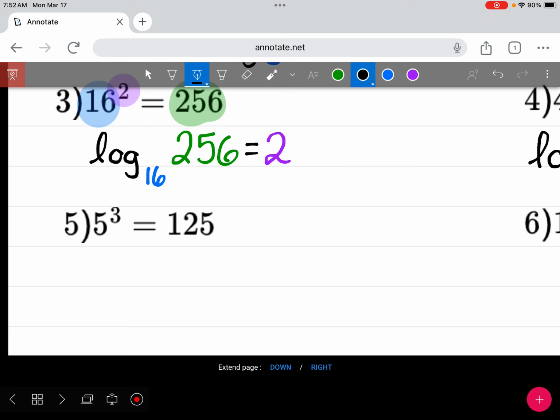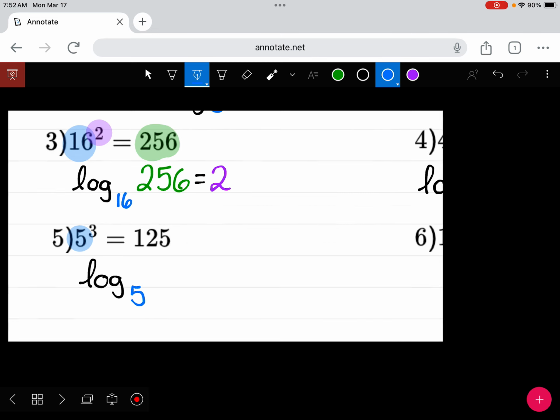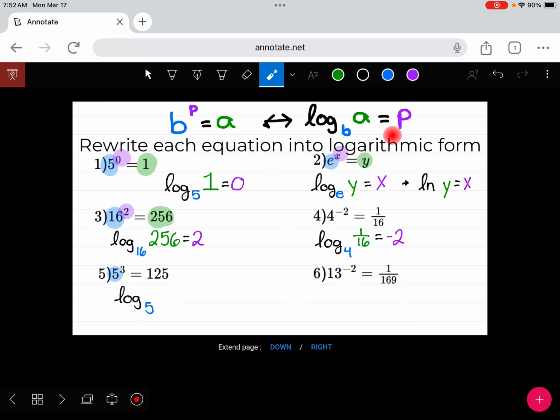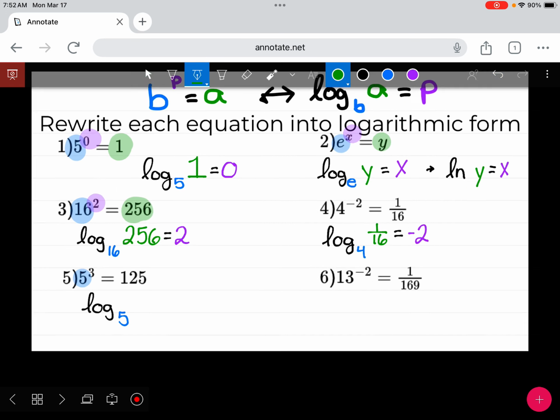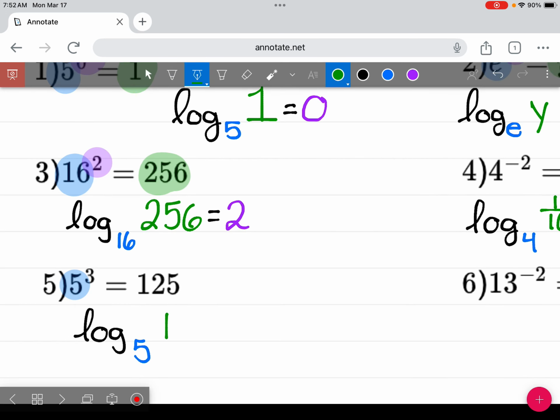Okay, so for number 5, we're going to have log base what? Log base 5 of our argument, which is 125, yep. And that's going to equal our power, 3. Oh, that is all in blue. There we go.